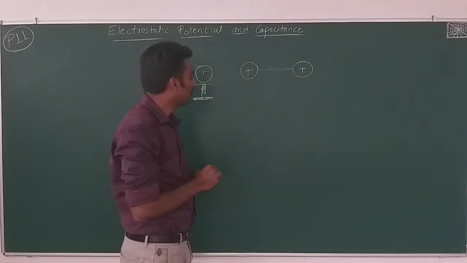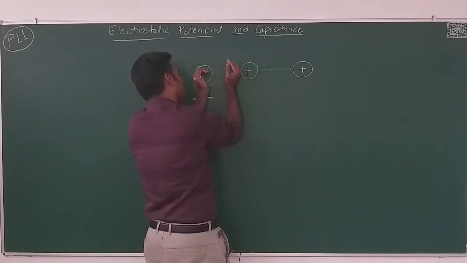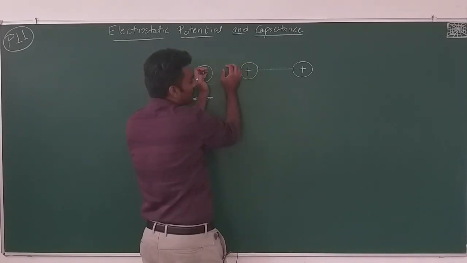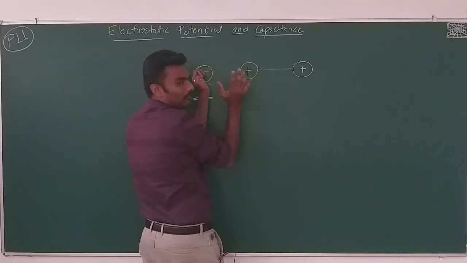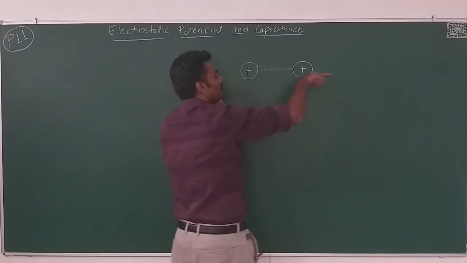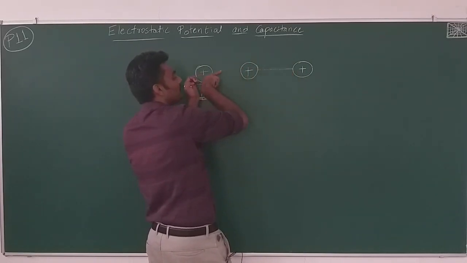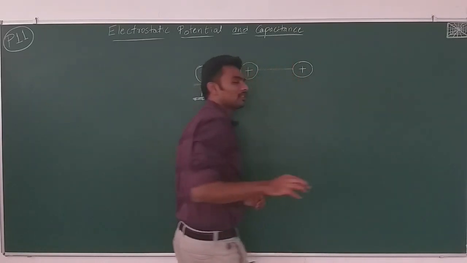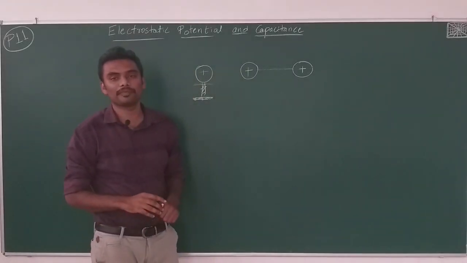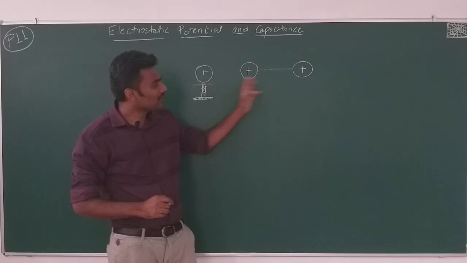Now if I can bring it much closer, say this much, and if I leave this charge from my hand, this charge will be somewhat like shooting in this direction. Just leave this, and the force of repulsion will make the charge move in this direction with considerably good velocity, right? So why is this charge moving?